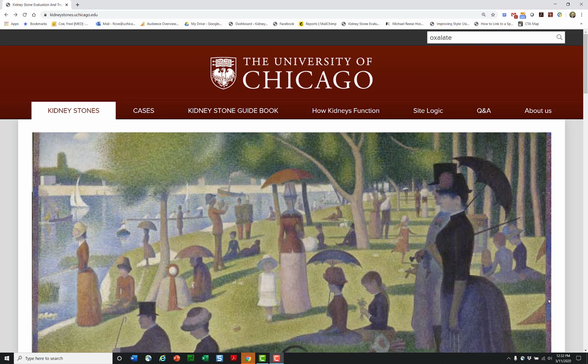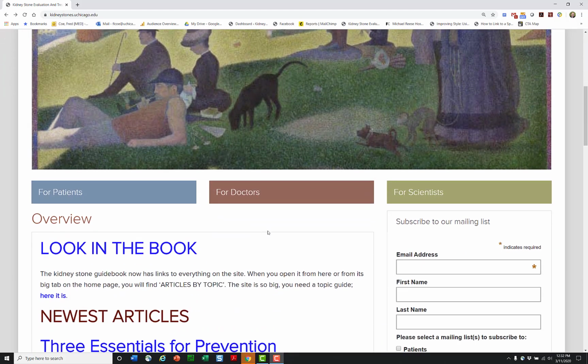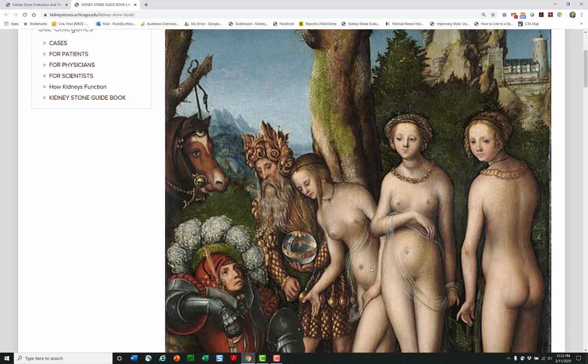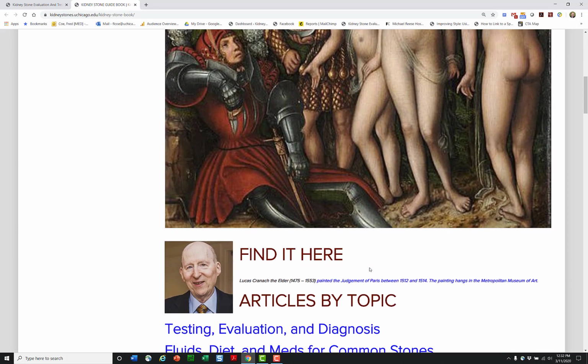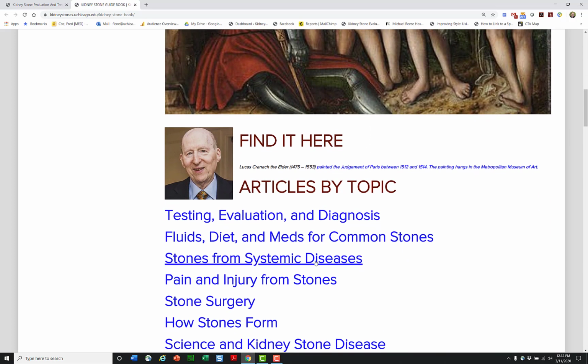Lots of times, you don't really have a keyword, but you would like to browse. If you would like to do that, make use of the book. Clicking that link takes you to this beautiful picture by Cranach the Elder, Lucas Cranach the Elder. And just below it, every article on the site is shown by topic.